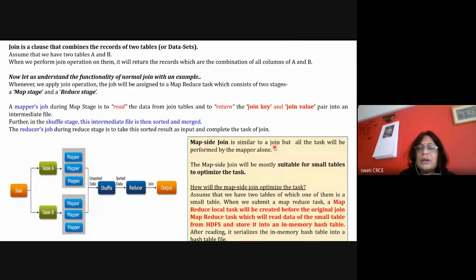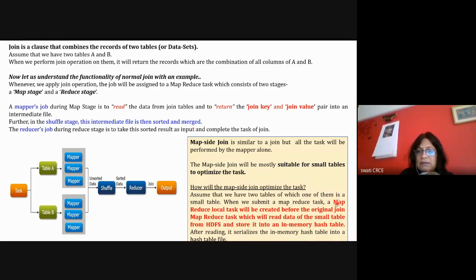Map side join is similar to a join, but all the tasks will be performed by the mapper alone. Only the mapper is going to perform everything. So it is mostly suitable for small tables to optimize the task. The MapReduce local task will be created before the original task in the cluster. What is happening here is that a local task on this machine is first created because the second table is available on the hard disk of this mapper. So first some local task is executed on this machine, and the output of that local task is taken as input to the actual MapReduce task of the cluster, which is happening inside the cluster.